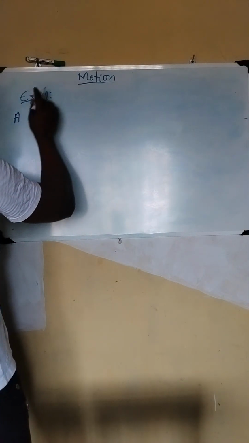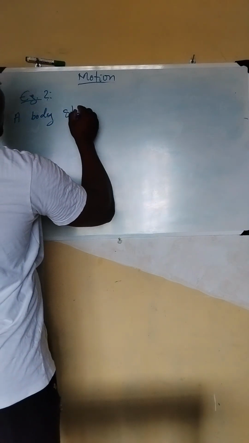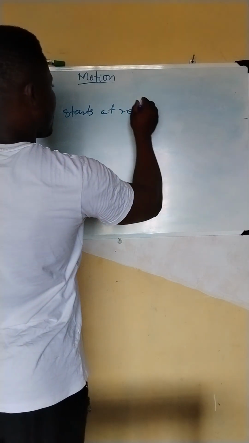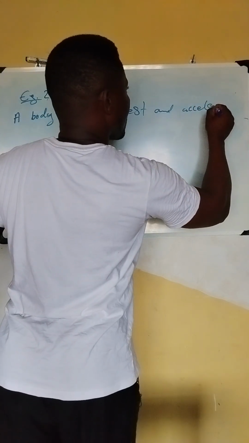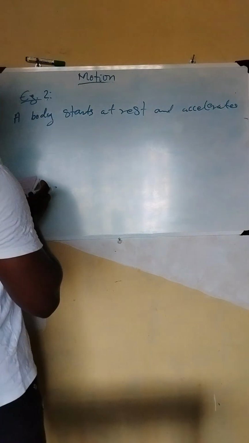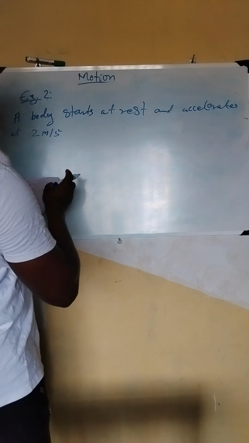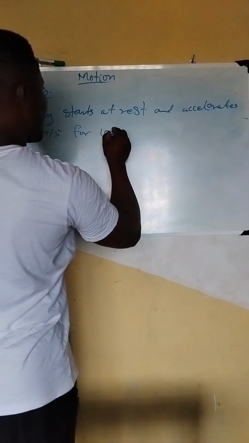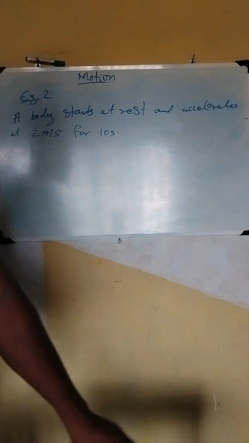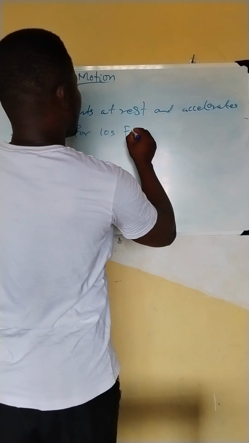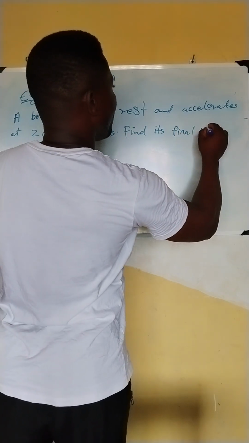A body starts at rest and accelerates at 2 meters per second square for 10 seconds. Full stop. Find its final velocity.